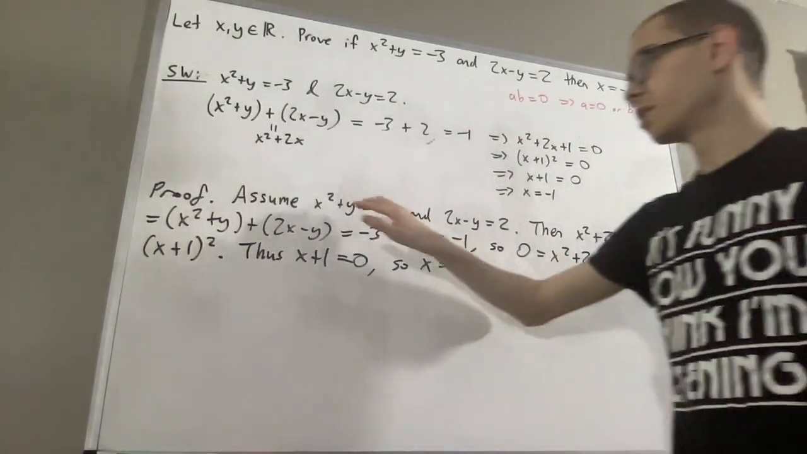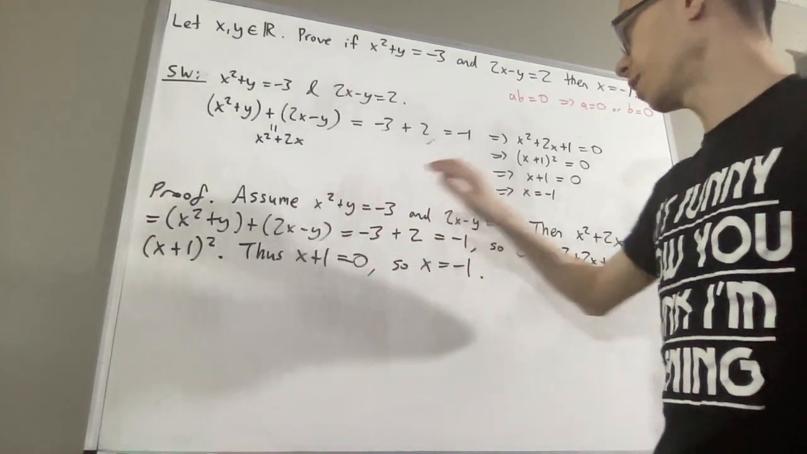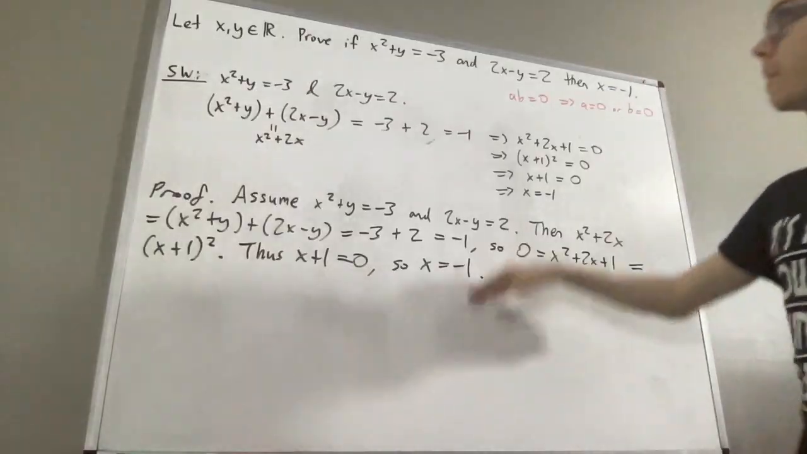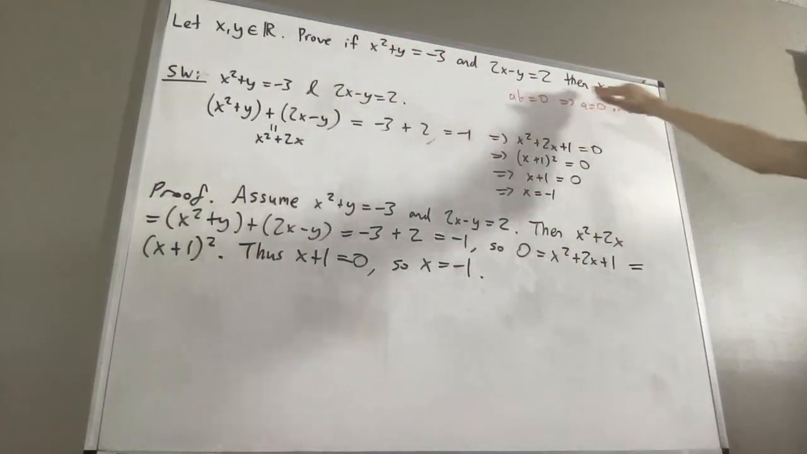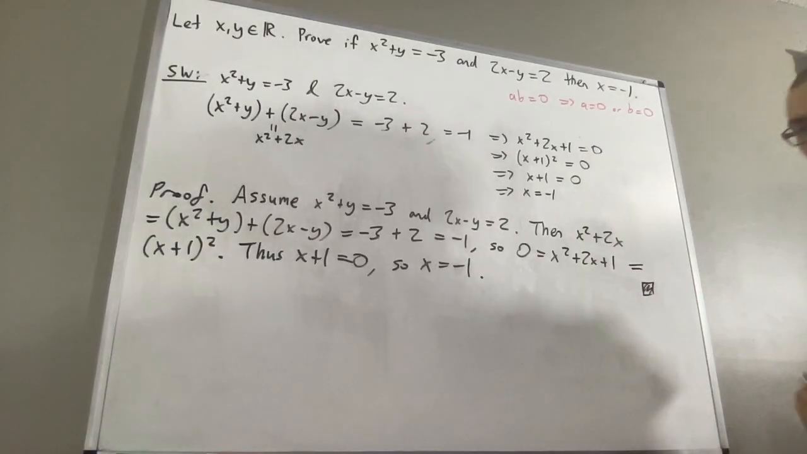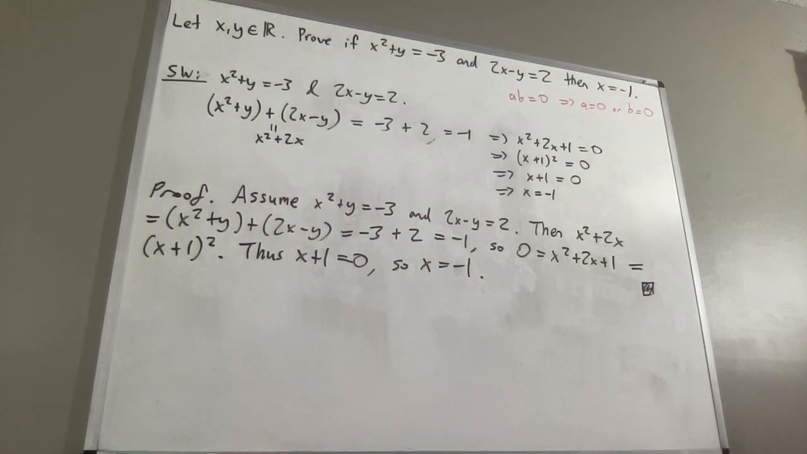So under the assumption x squared plus y equal to negative 3 and 2x minus y equal to 2, we logically deduce x is equal to negative 1. So we've proven this conditional statement. So this completes the proof. And so yeah, that's pretty much it for this video.